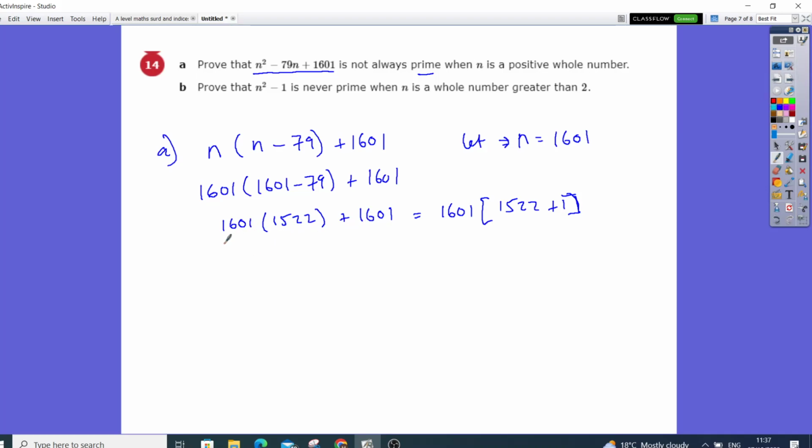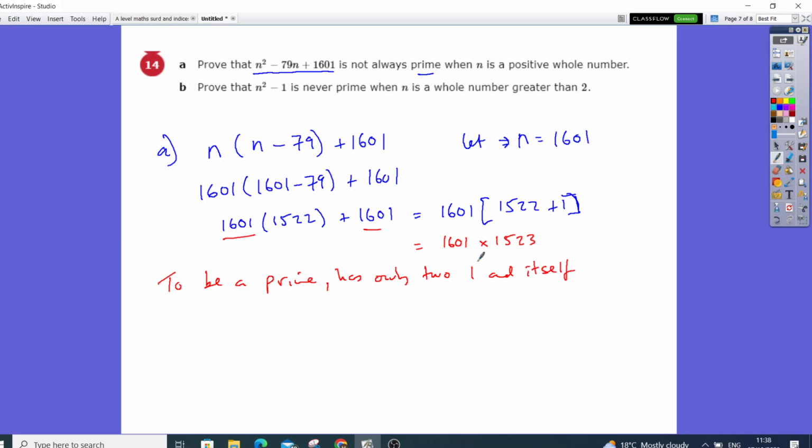I should use this red to just show that. That was the trick I've used. So that means that's going to be 1601 multiplied by 1523. Now, by doing that, you've shown that this expression has two other factors other than 1 and itself. Okay, a prime has only two factors, 1 and itself.